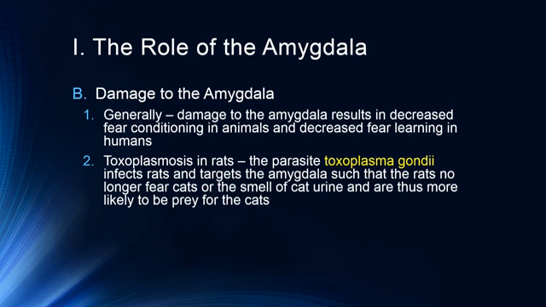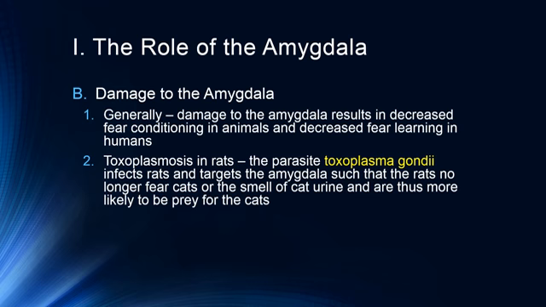I want to spend just a few minutes talking about toxoplasmosis. This is a parasite associated with cats. It only reproduces sexually in cats. It will just simply divide like any other germ in any other host. So this parasite, Toxoplasma gondii, infects rats and then targets the amygdala such that the rats no longer fear cats or the smell of cat urine, and so are much more likely to be susceptible to being eaten by a cat. This is really a fascinating symbiotic relationship. Cats carry this parasite, which makes rats easier to capture, and makes it so that they can pass on this parasite.